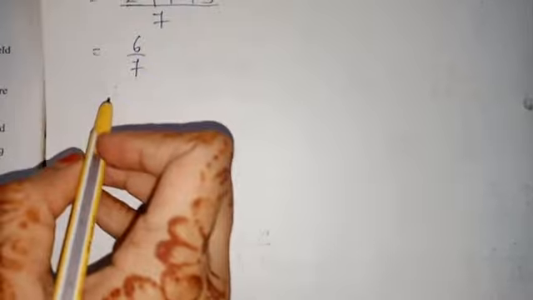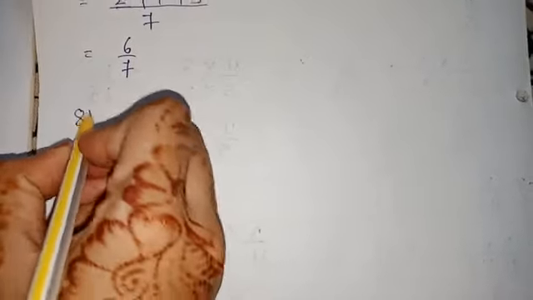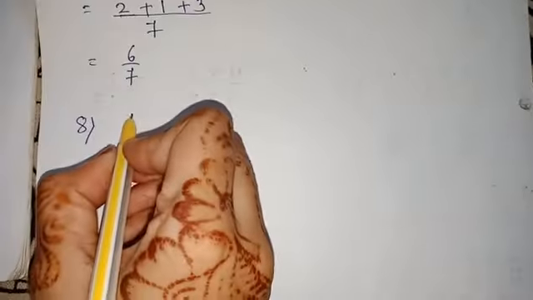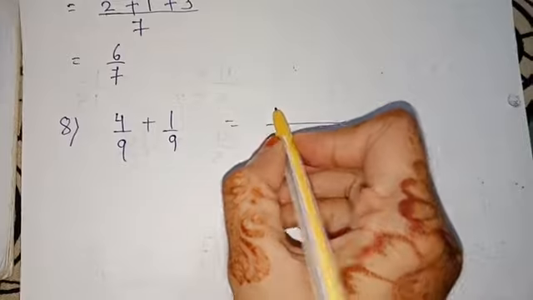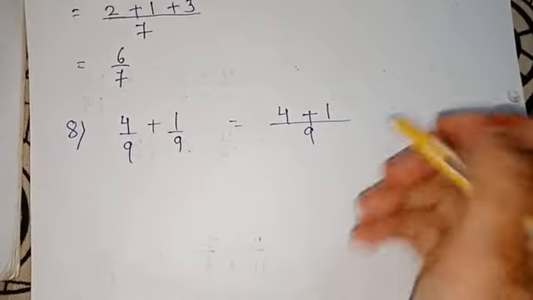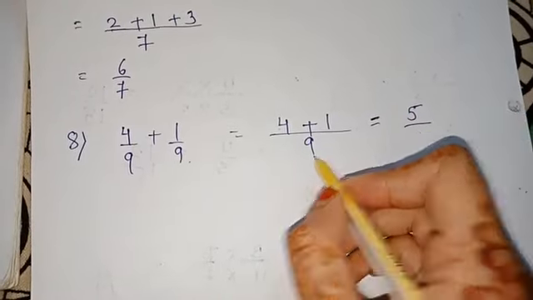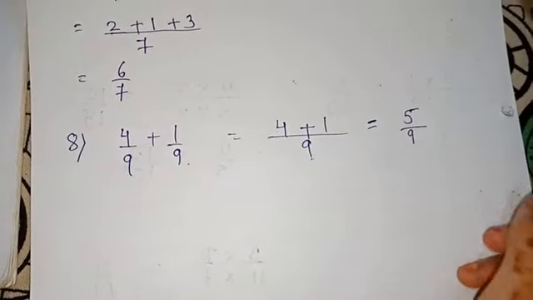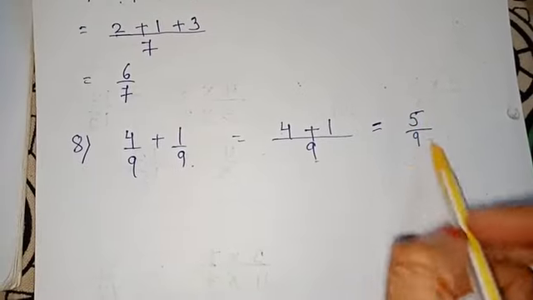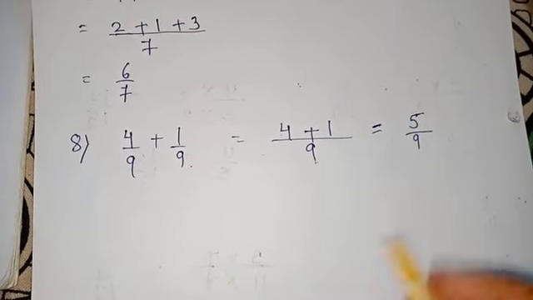Now question number 7 is cancelled, so we will do question number 8 directly. Question number 8 is 4 by 9 plus 1 by 9. Again we will add only numerators, 4 plus 1, and 9 will come as it is. Now 4 plus 1 is 5 and 9 will come as it is. So we get our fraction, that is 5 by 9. Understood?